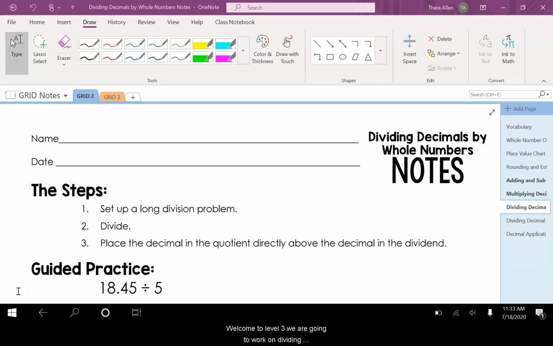Welcome to level 3. We are going to work on dividing decimals. This set of notes is just going to focus on dividing decimals by whole numbers. Make sure you have your notes ready and let's get started.